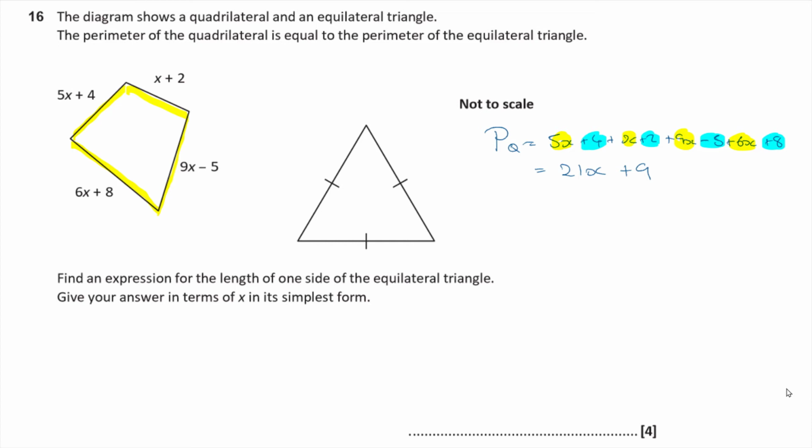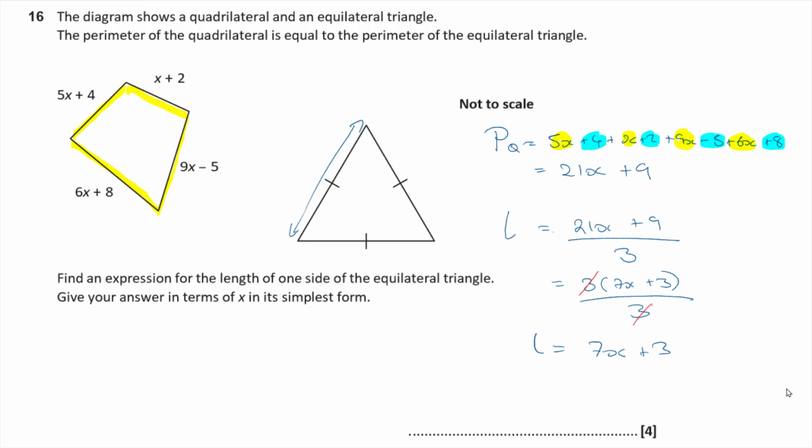So the length of one side of my equilateral triangle then is going to be a third of the perimeter. And the equilateral triangle has the same perimeter as the quadrilateral. So one side of this is going to be 21x plus 9 divided by 3. Okay? Now, 21x and 9 have both got a factor of 3, so we could factorize that 3 out and make 3 lots of 7x plus 3 over 3. And then you'll see that that 3 and that 3 cancel, and it just leaves me with 7x plus 3. So the length of one side is just 7x plus 3. Okay? 7x plus 3.